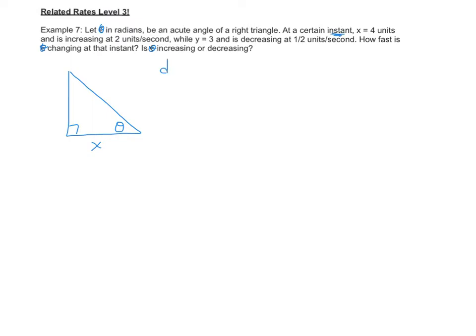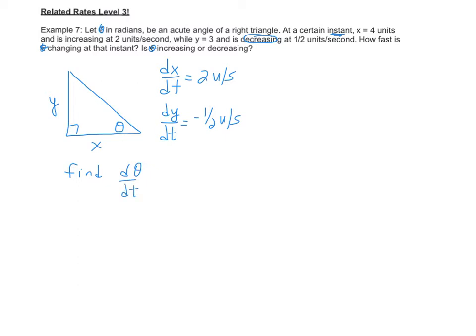But we do know that dx/dt is 2 units per second. We're also mentioning y here. While y equals 3, it's decreasing at 1/2 a unit per second. So dy/dt would have to be negative 1/2 units per second. Again, keyword: decreasing. How fast is theta changing at that instant? So we're trying to find d theta/dt.